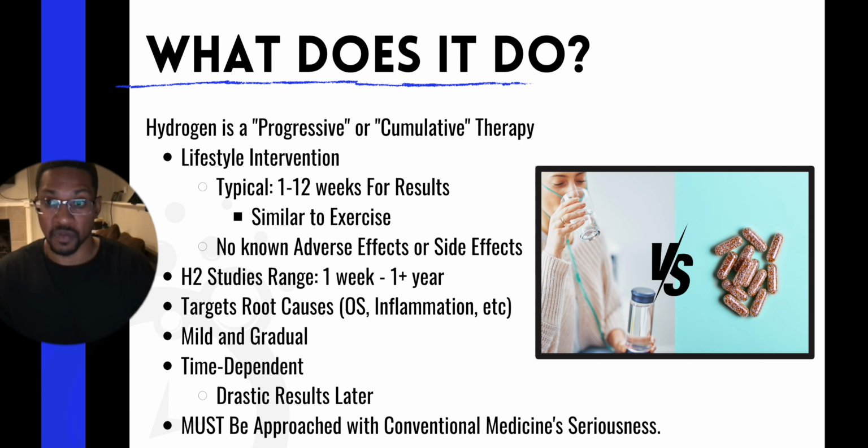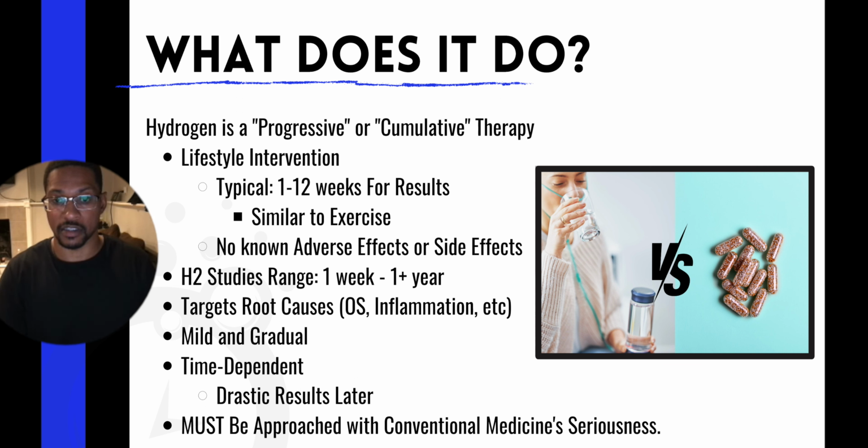But hydrogen therapy can be classified as progressive or accumulative therapy, or lifestyle intervention therapy. That's more of what hydrogen therapy is, what the research has seen. Typically, the results of hydrogen therapy come between 1 to 12 weeks. This is similar to exercise. Right now, there is no known adverse effects or side effects within the scientific literature that we've been able to see. H2 studies, the research studies, range from 1 week to over a year in length.